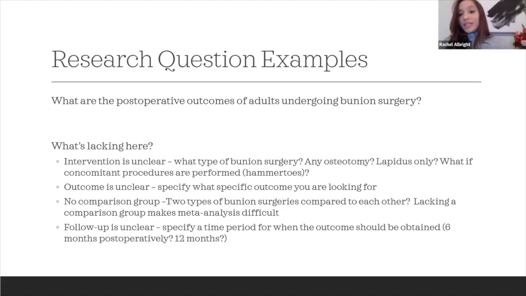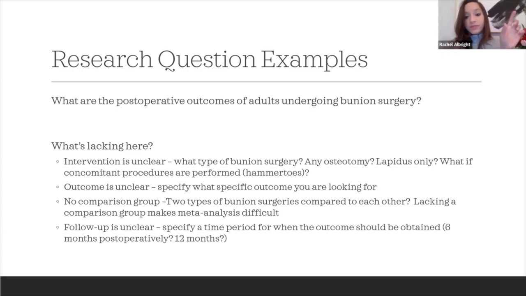So the intervention's not clear. What type of bunion surgery are we doing? Is it only Lapidus? Is it a scarf versus a Lapidus? What are we doing? The outcome is also unclear. What specific outcome are you looking for? Is it functional status? Is it pain? Is it getting into shoe gear? What is it?